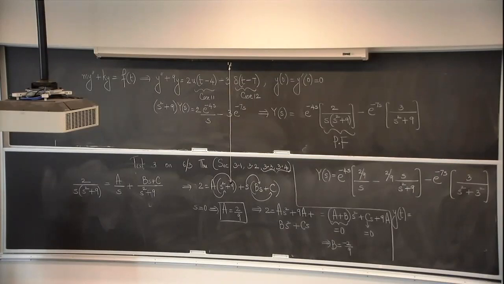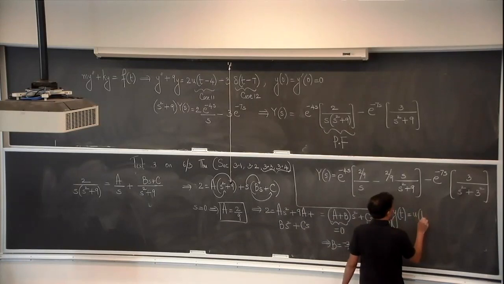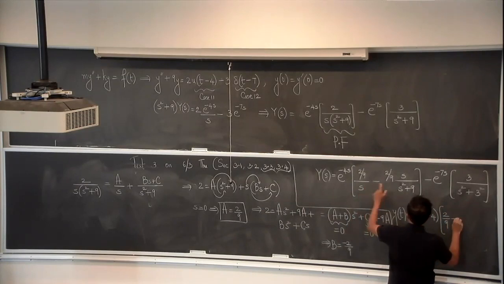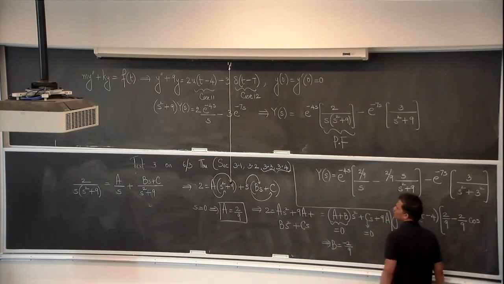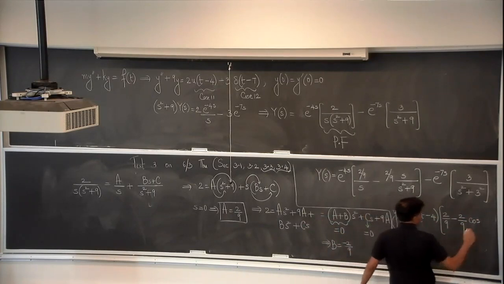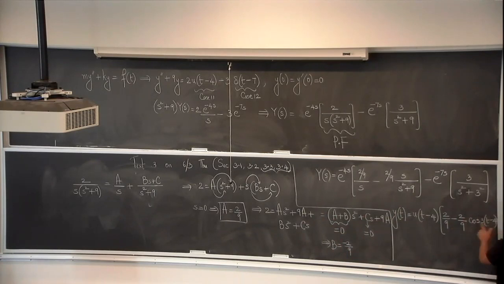Just unmute, or unless you want to type in the chat window. Okay. So u of t minus 4. All right, u of t minus 4 times 2 over 9 minus 2 over 9 cosine 3t. Cosine 3 times t minus 4. Okay. Cosine of 3 times t minus the same 4. Okay. Bracket close. That's for this.